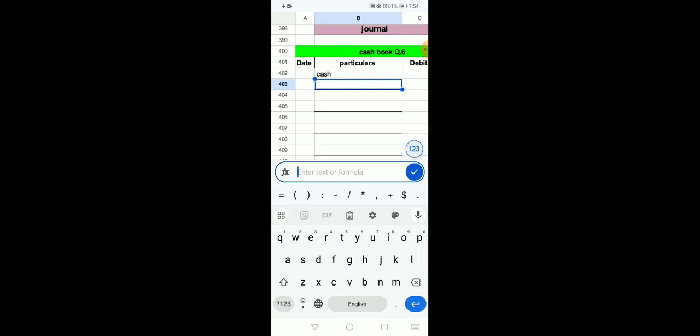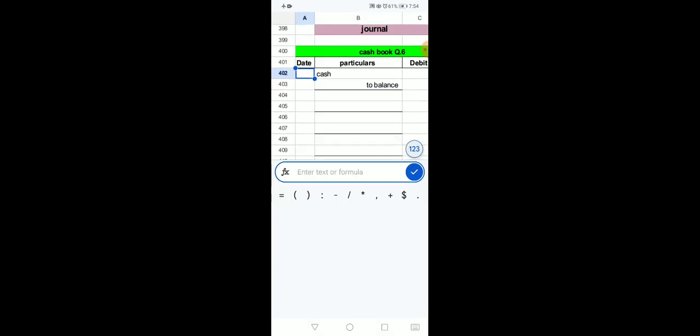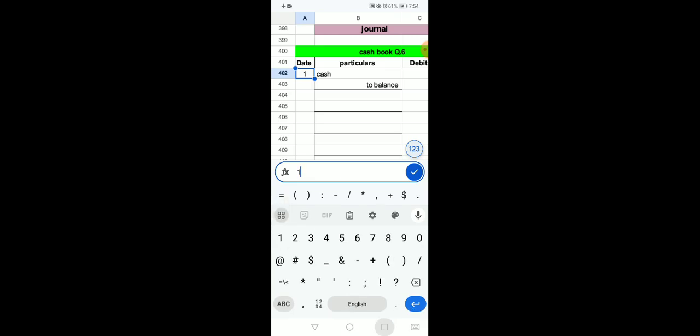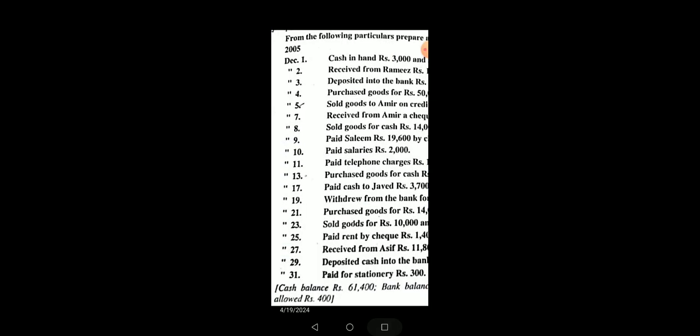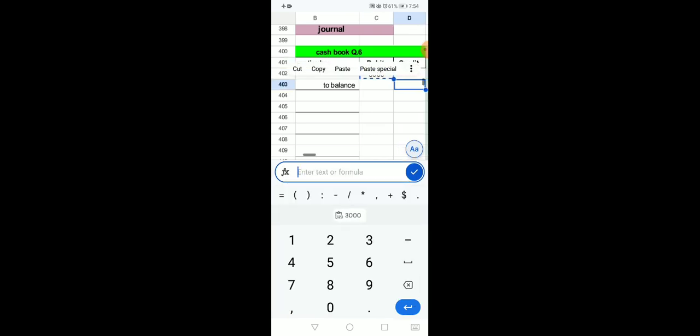But now try to understand that cash is not going out, cash is not coming in, you are not paying cash, you are not receiving cash. It's just the balance which you have. So on the credit side, you will mention that it's just a balance. In this way, the first journal entry has been completed. Here you will mention the date, which is 1, and now we will see how much cash, that is 3000. So you will put 3000 over here, and the same amount would be posted on the credit side.